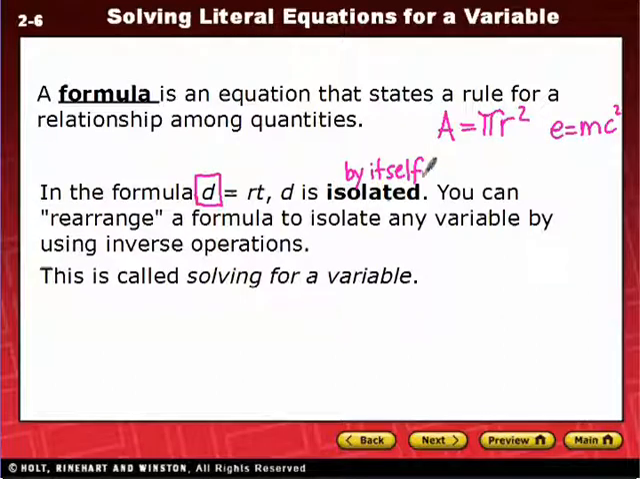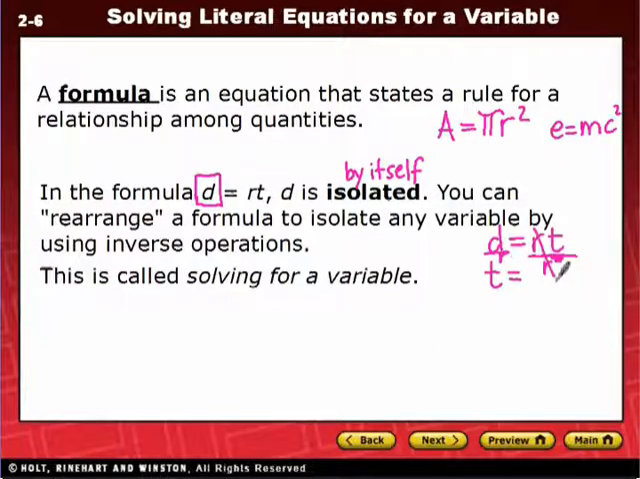So maybe we've done a science experiment where we need to calculate a whole bunch of times based on the distance and the rates. Well, rather than having to set up my equation and divide every single time, I could just solve the equation for t instead. And I just do that by using inverse operations. So if d equals r times t, and I want to get t all by itself, and we'll talk more about how to do this in a second, then I want to get rid of the r, so I'm going to divide both sides by r.